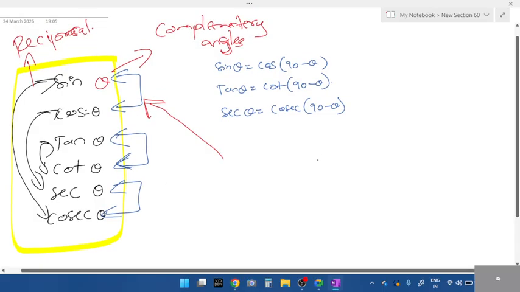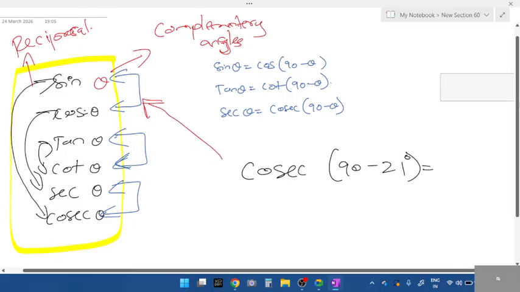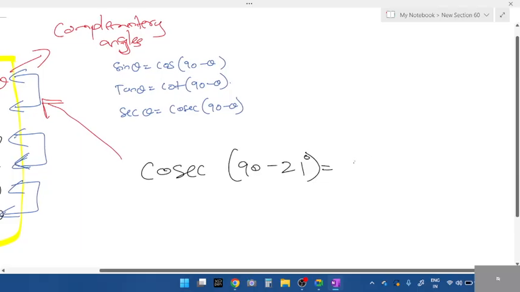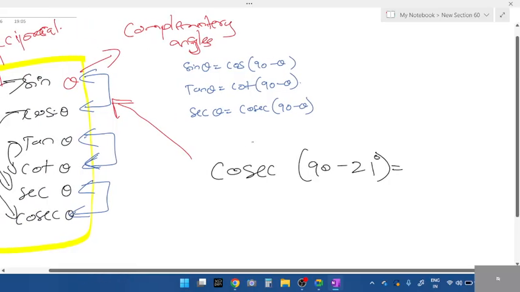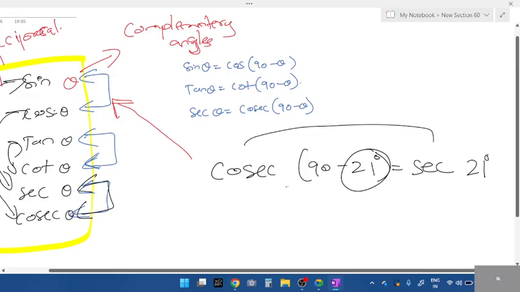Next, one last question. Try one question. I'll give cosec 90 minus 21 degrees. Okay, what is cosec 90 minus 21? How do you convert cosec, students? Look at the right hand side part. Cosec gets converted into, all of you will respond. Look at the right side diagram. Sec. And what is the angle? 21 degrees. So this is the answer. Cosec 90 minus 21 is sec 21 degrees.